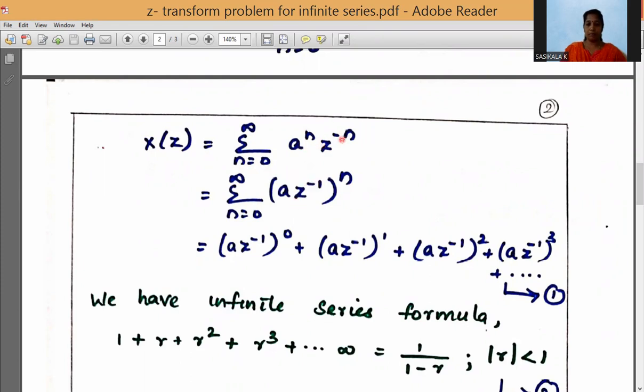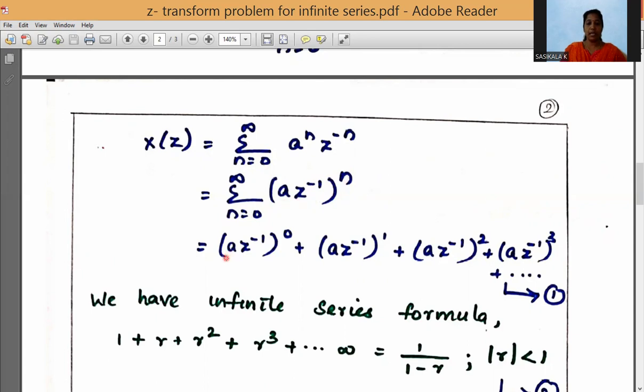So (a z inverse) the whole power n. Listen, a power n will give you a power n, and z inverse power n means the power has to be multiplied, that is minus 1 into n. So you will be getting z power minus n. Now substitute the n value. So n varies from 0 to infinity. So substitute the n value from 0 to infinity.